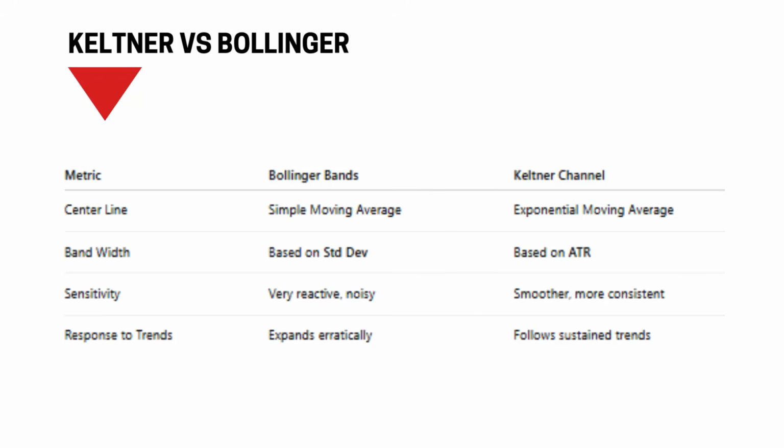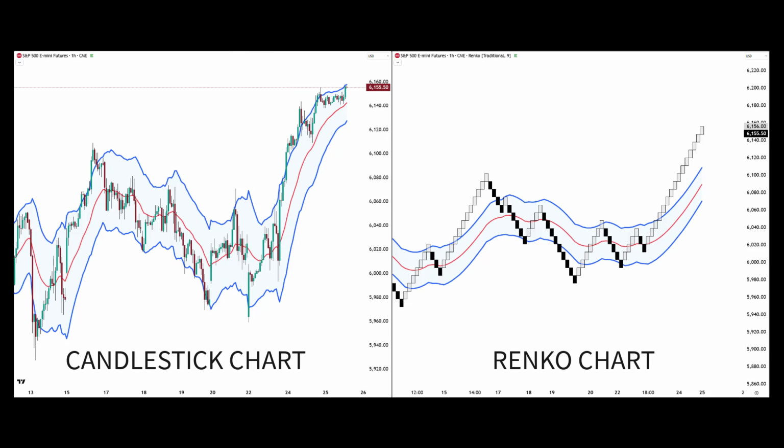And in regards responding to trends, well, it expands more erratically, whereas the Keltner Channel probably follows sustained trends better. So if you could summarize that, you'd probably say Bollinger Bands are great for mean reversion, but they often overexpand in volatility spikes, causing false breakouts, whereas Keltner channels are smoother and give you more stable, structure driven breakout points. And as I mentioned, if you combine either of them, but in this example Keltner, into the Renko charts, that's when the magic happens. So let's bring in the Renko chart now.